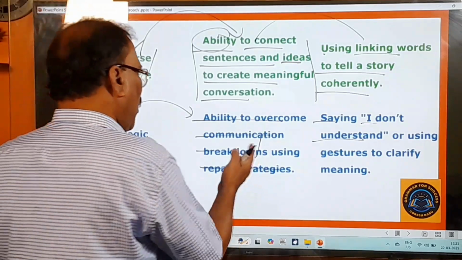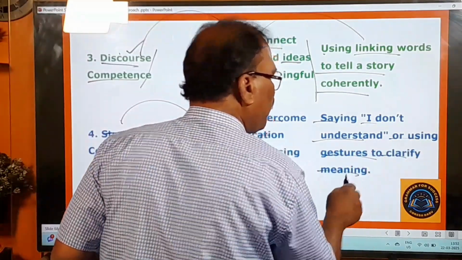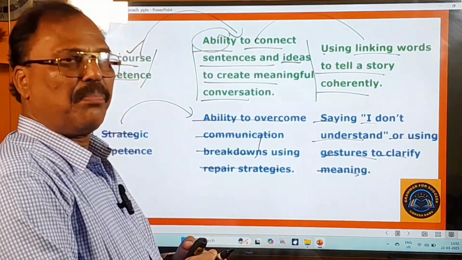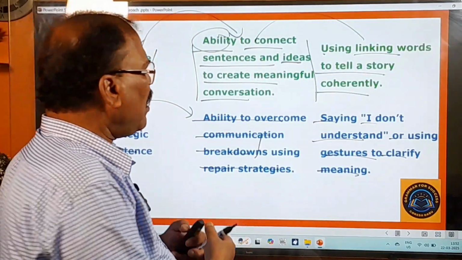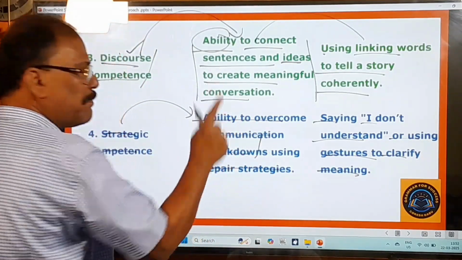So these are all the repair strategies. So using gestures to clarify meaning. "Sir, I couldn't understand what you said, so please explain it once again." So here, this is called overcoming communication breakdowns.